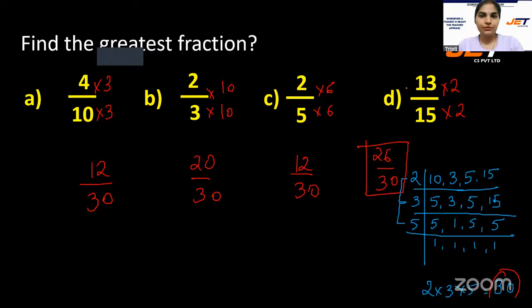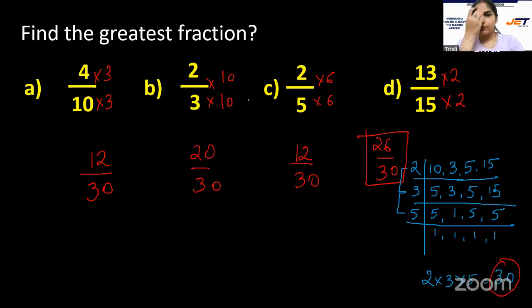Is that clear to you? What did I do? I just made the denominator same. 10 times 3 is 30. 4 times 3 is 12. 3 times 10 is 30. 2 times 10 is 20. 5 times 6 is 30. 2 times 6 is 12. 15 times 2 is 30. 13 times 2 is 26.